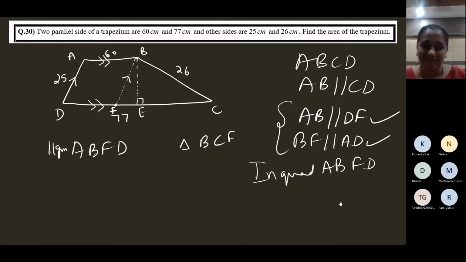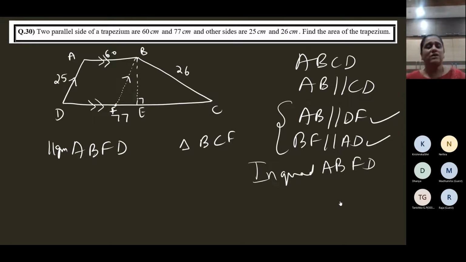Tanishka. Very good. The formula to find the area for a parallelogram, all of us know it. Tanishka was the first to say. The formula to find the area of a parallelogram is base into height. We know the base, but we do not know the height.